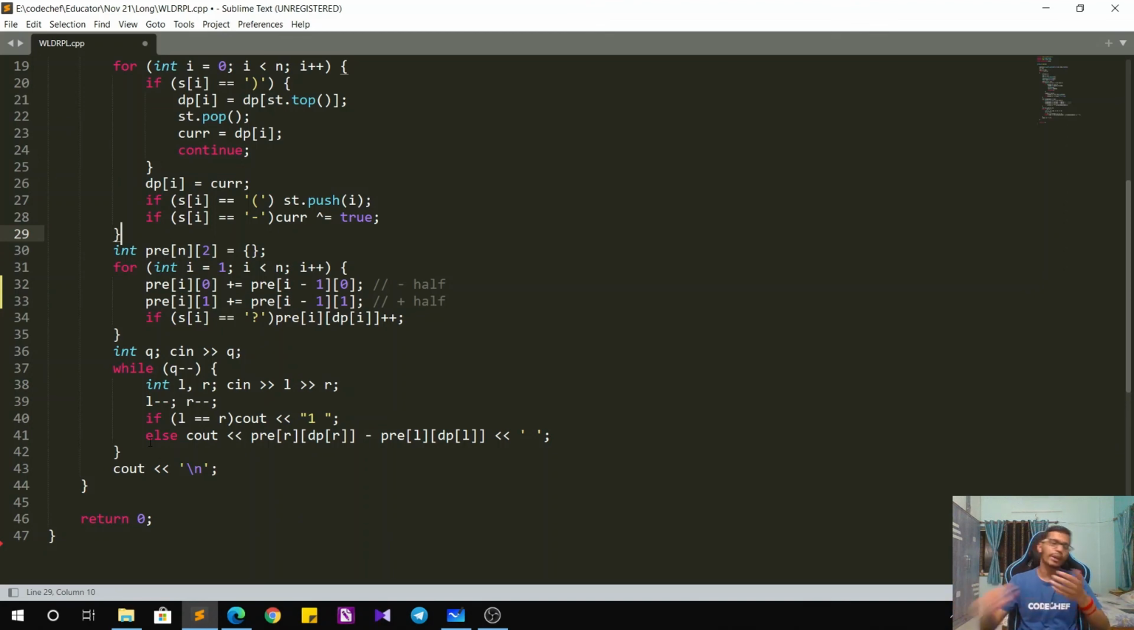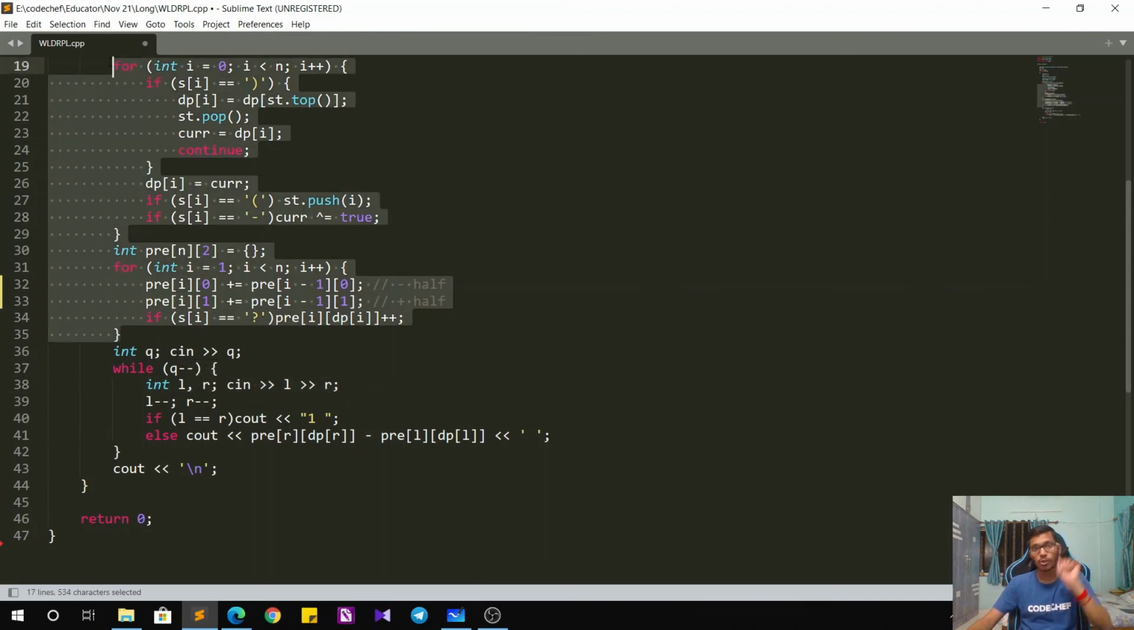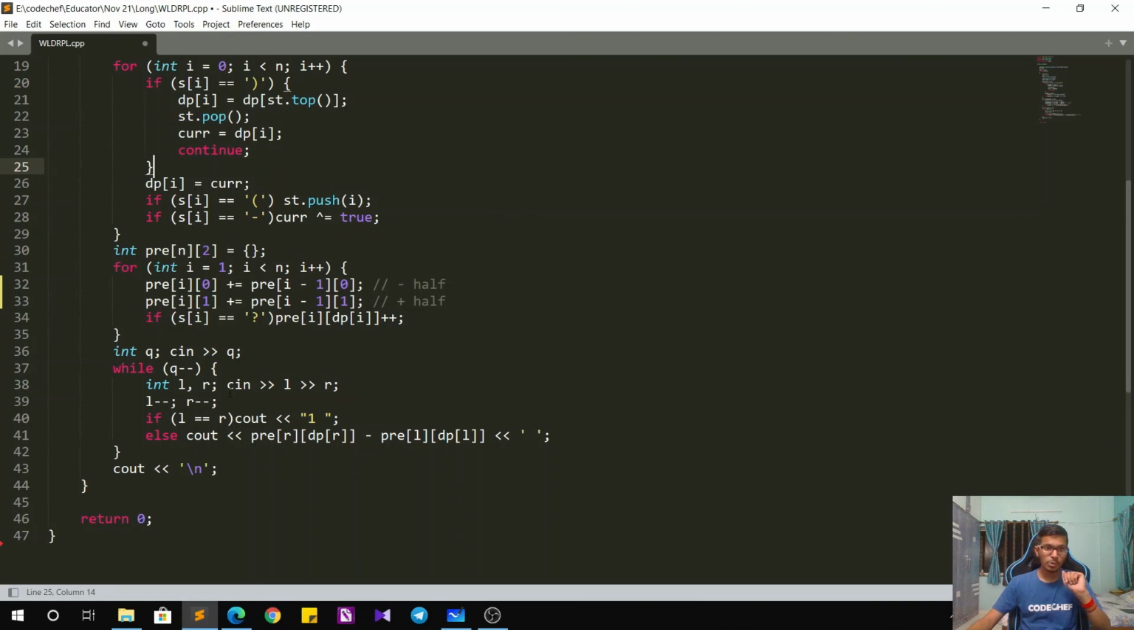So I get q queries. For each query we have L and R. Some of you can make the mistake over here that the input given is in 1 based indexing, okay, and everything that we are doing till now is in 0 based indexing. So make sure to decrement the given indices by 1 each. So L minus minus, R minus minus ensures that we have everything in 0 based indexing now.